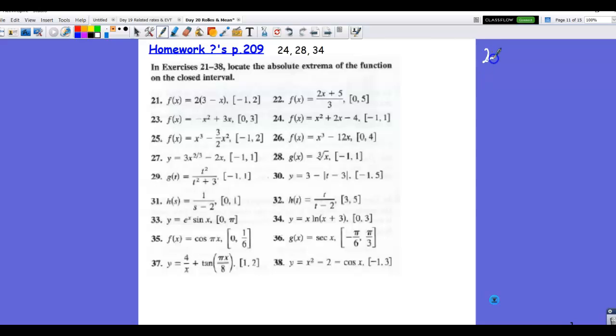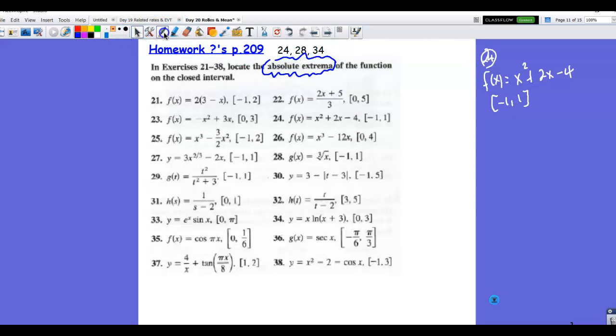In number 24, we have a quadratic function. So we have f of x is equal to x squared plus 2x minus 4, and we have the closed interval from -1 to 1. And our job here is to locate absolute extrema. So we are looking for the absolute max and the absolute min if they exist.